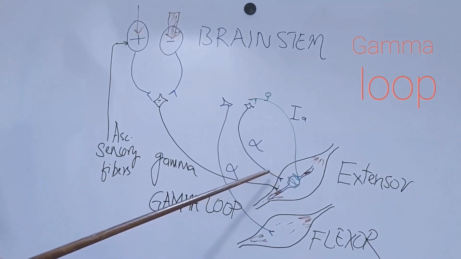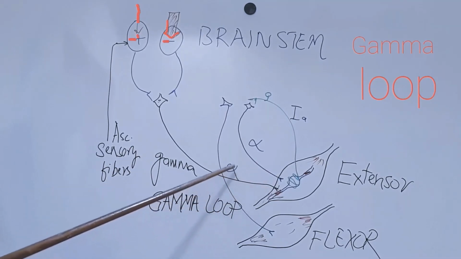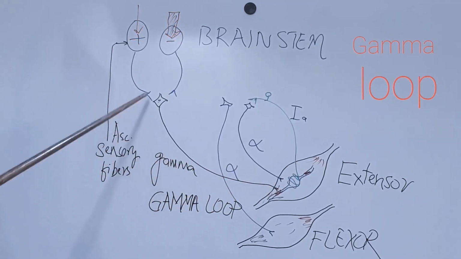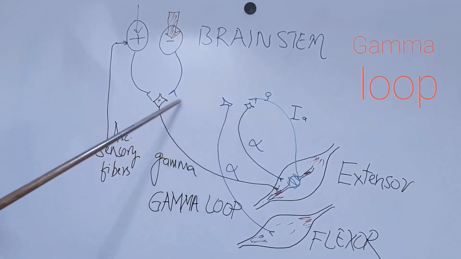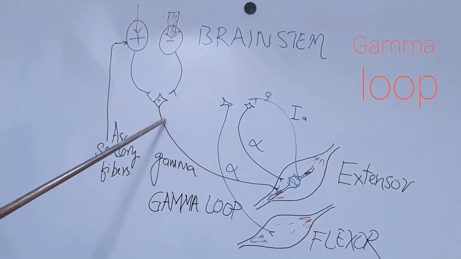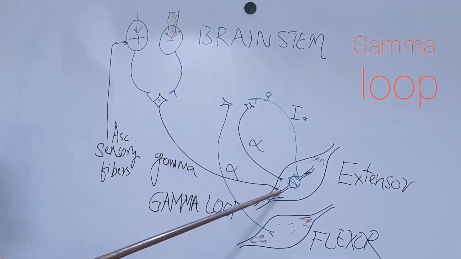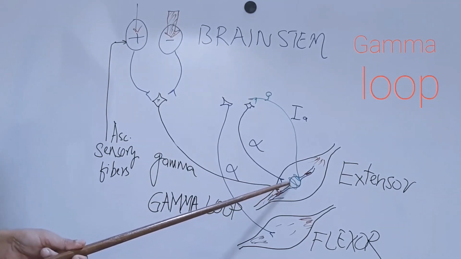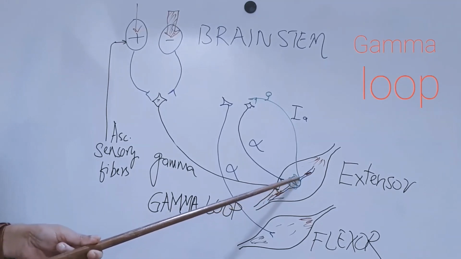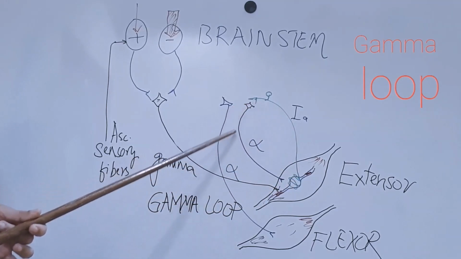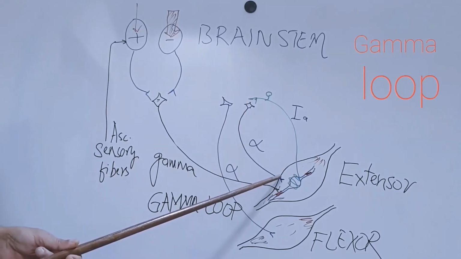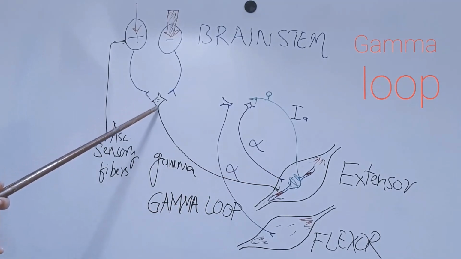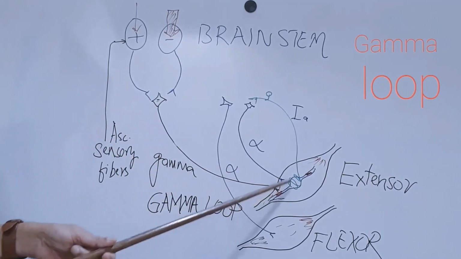Then we have the gamma motor neurons supplying the muscular ends of the spindles. The cell bodies of gamma motor neurons are situated in the anterior horn of the spinal cord, and the stimulation of the gamma motor neurons controls the spindle activity. Because they are fixed at the ends by the tendon, the central part is stretched, 1A afferent activity increases, alpha motor neuron activity increases, and the muscle contracts. This is the gamma loop: gamma, 1A and alpha.